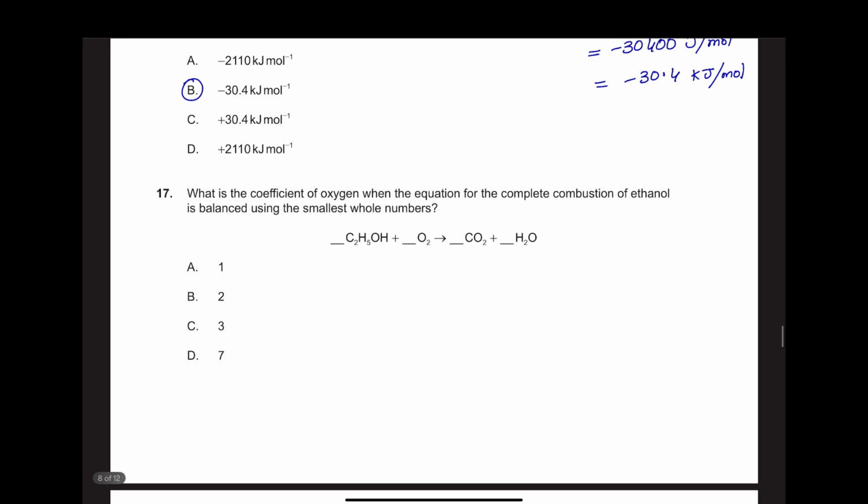Next, what is the coefficient of oxygen when the equation of the complete combustion of ethanol is balanced using smallest whole numbers? Now let's balance it. You have C2H5OH. You place a 2 in front of CO2. This balances the carbon atoms. Place a 3 in front of H2O, which balances the number of hydrogen atoms. Now you have 2 carbons on both sides, 6 hydrogens on both sides. Number of oxygen on the right side is 7. On the left side, you have 1 oxygen here. So you need to balance 6 oxygens on O2. So you just place a 3 in front of it. So this is your fully balanced reaction. So coefficient of oxygen is 3. So answer is C.